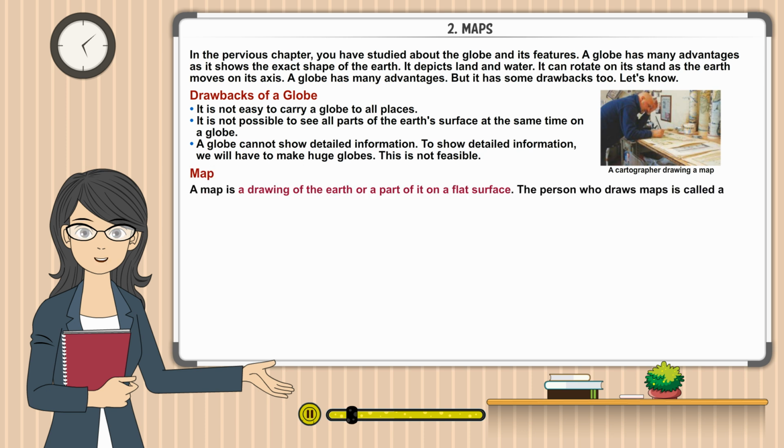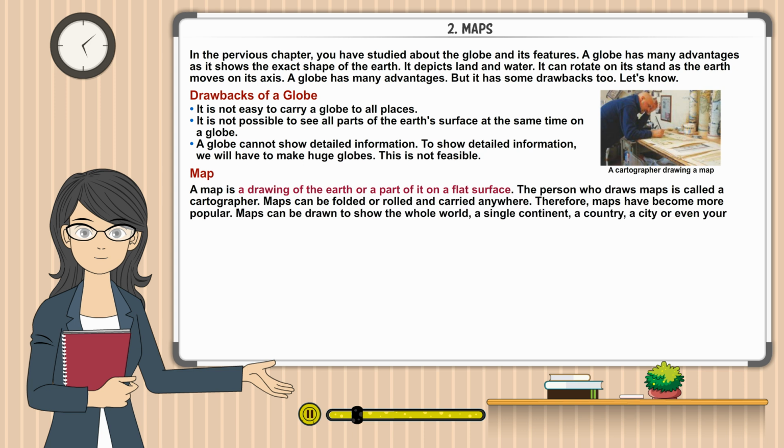Map. A map is a drawing of the earth or a part of it on a flat surface. The person who draws maps is called a cartographer. Maps can be folded or rolled and carried anywhere. Therefore, maps have become more popular. Maps can be drawn to show the whole world, a single continent, a country, a city, or even your neighborhood. A book of maps is called an atlas.